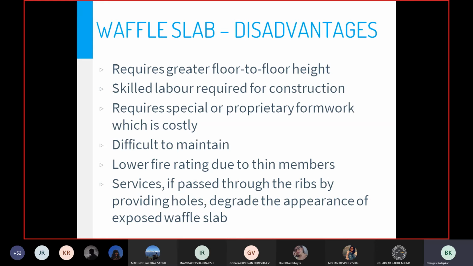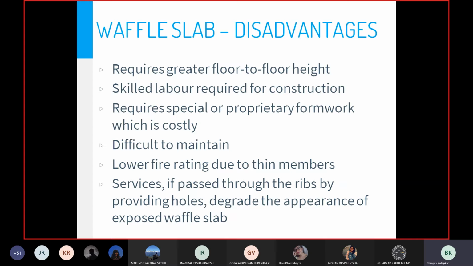Then since the geometry is a little complex, and you have to be very precise while spacing these, they're already thin, so there is lesser margin for error. Say imagine you have a 100 thick slab or 75 thick slab, and the formwork is going up and down, so that's something you cannot afford. So there has to be skilled labor for this construction.